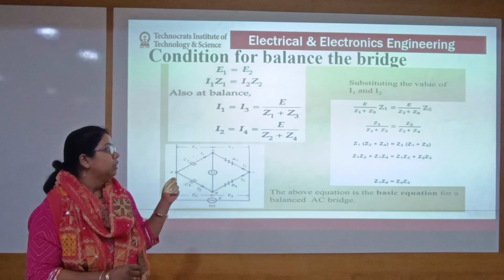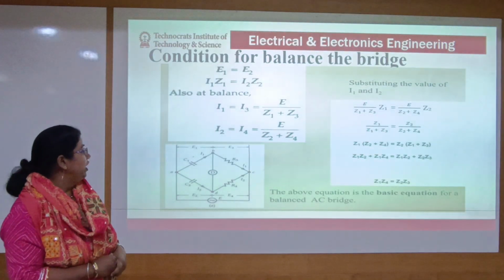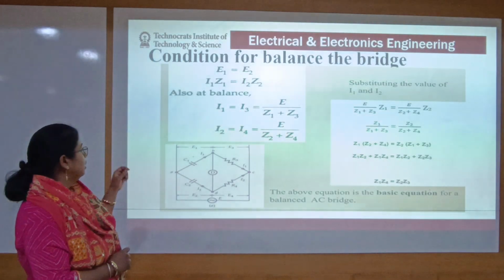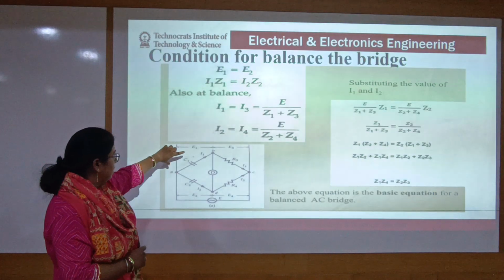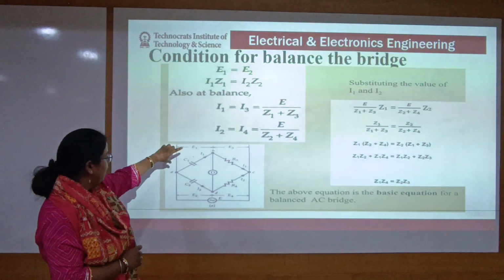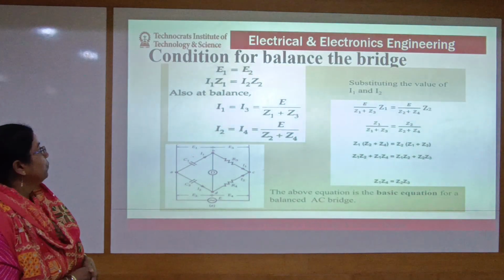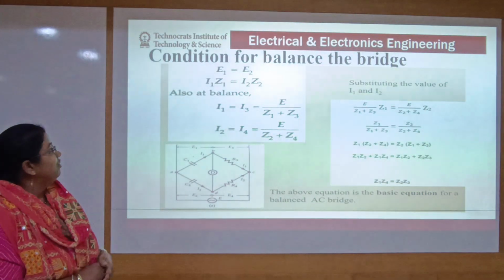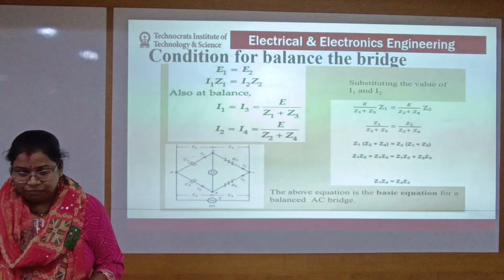At that time the EMF at points B and D is equal. That means E1, the potential difference across branch AB, equals E2, the potential difference across branch AD. E1 is written as I1 Z1 and E2 is written as I2 Z2.